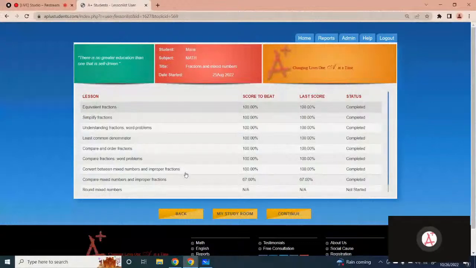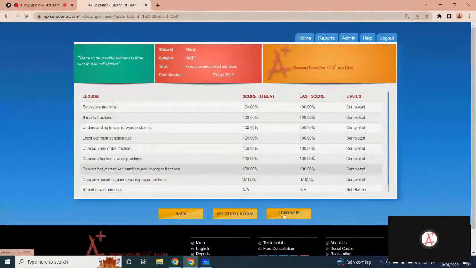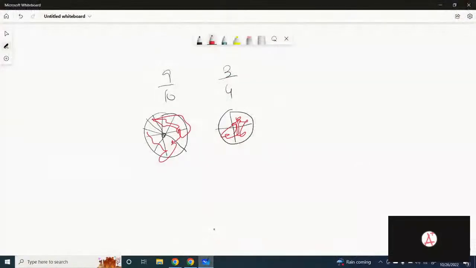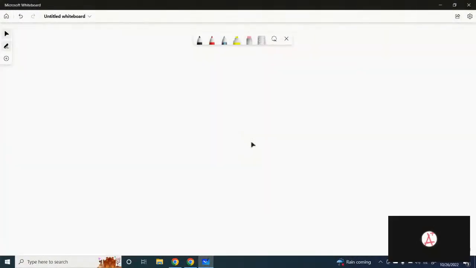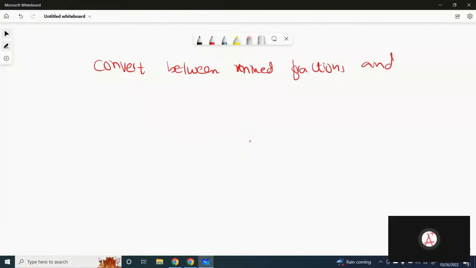Got it? I'm just moving on to the next topic, and the next topic is convert between mixed numbers and improper fractions. Let me write down the lesson name on the board. Convert between mixed numbers and improper fractions. Mixed fractions and improper fractions.